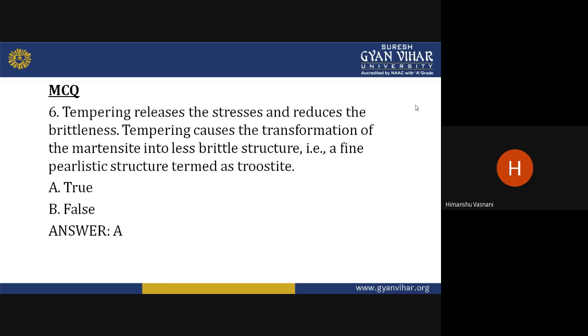Now, tempering releases the stresses and reduces the brittleness. So tempering causes the transformation of martensite into a less brittle structure, a fine pearlitic structure termed as troostite. I have told you about this troostite previously also, as one of the microstructures that we get in the phase diagram study of iron carbon. During tempering, martensite transforms into a less brittle structure, troostite. So it is true.